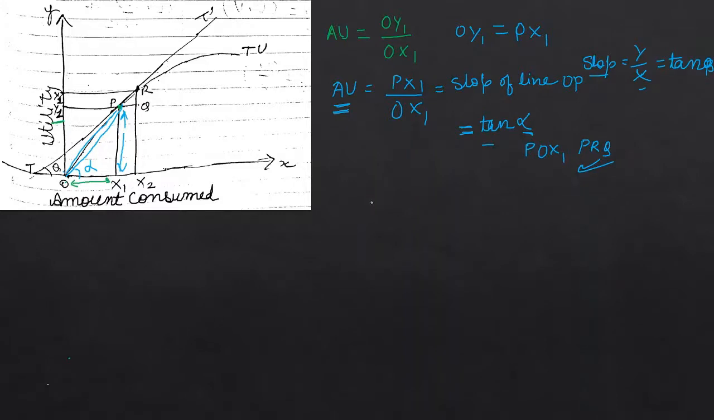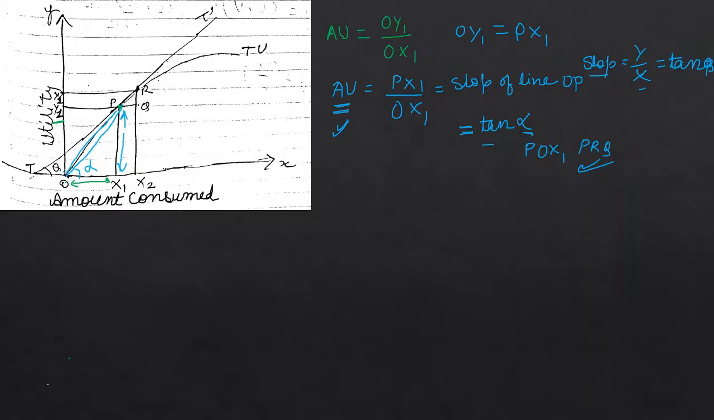What is the value of marginal utility? We have calculated average utility geometrically. Now come to the point of what the value of marginal utility is. We know the average utility at point P is given by the slope of line OP, the join of origin with this point, that is tan alpha. This we have calculated. The marginal utility at the point is given by the straight line which is tangent to the curve.